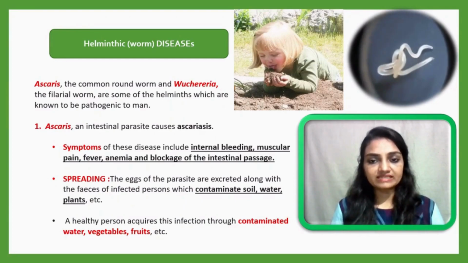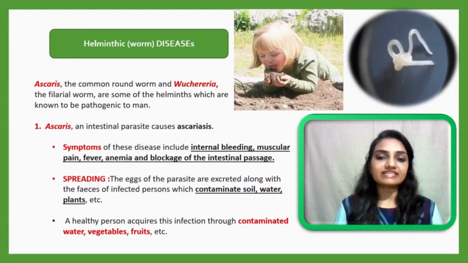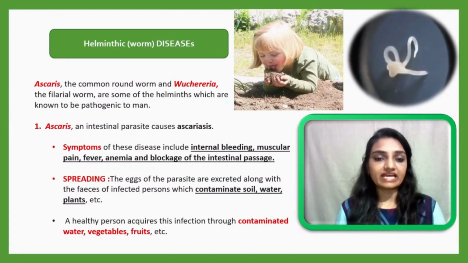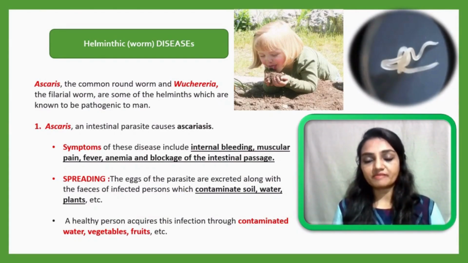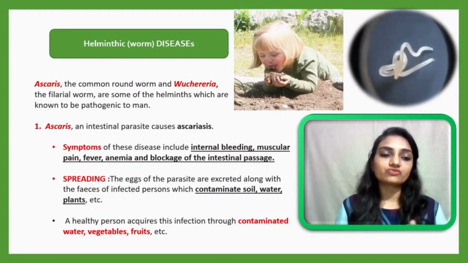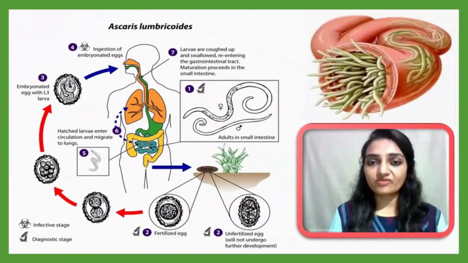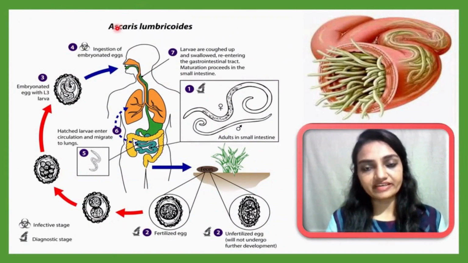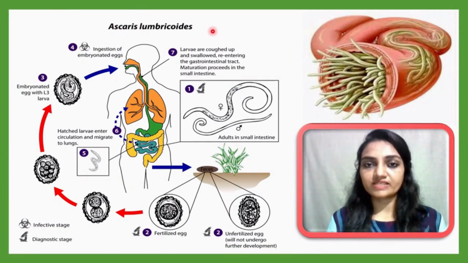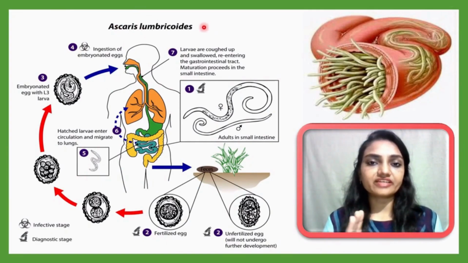So if a person consumes a contaminated egg, meaning an ascariasis egg may be present in it, and it is consumed by the person, then they have a chance of getting ascariasis. Let me explain more with this diagram. First of all, you can see Ascaris has a scientific name, and that is Ascaris lumbricoides. So Ascaris lumbricoides is the scientific name for Ascaris.